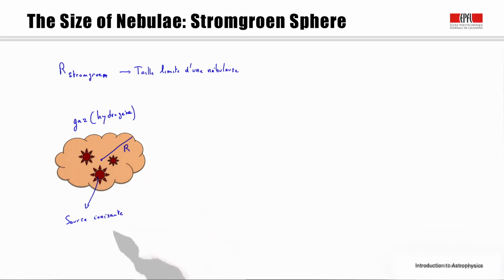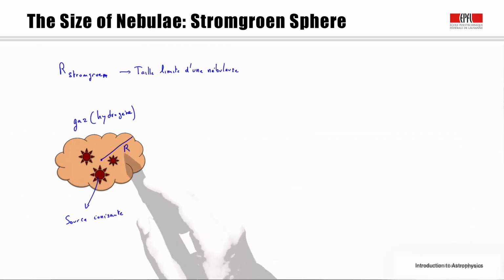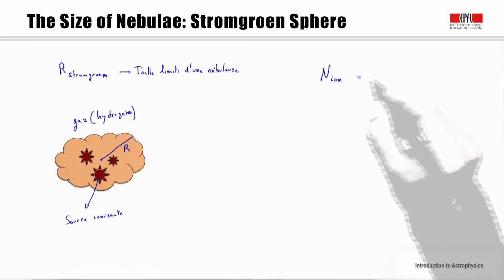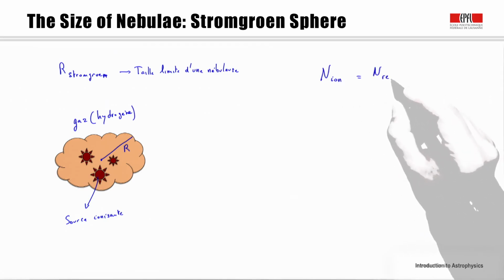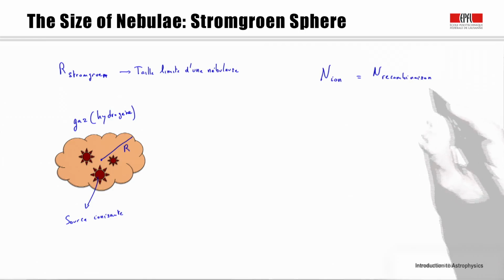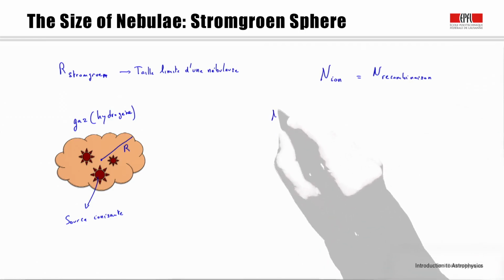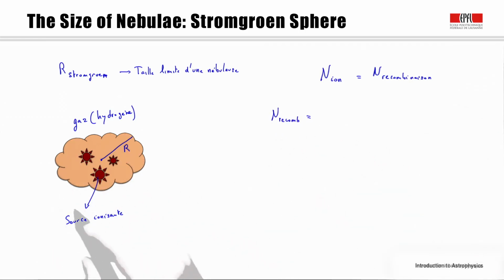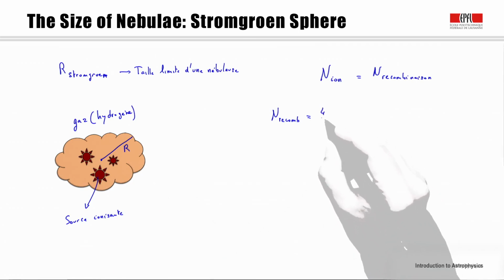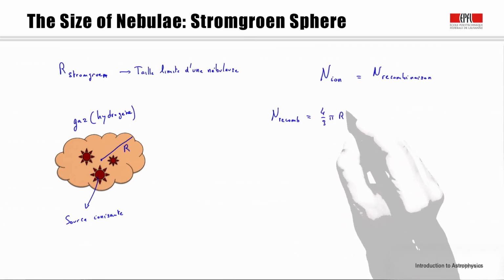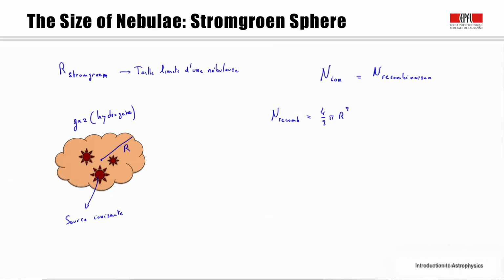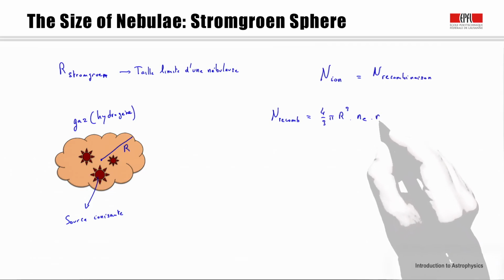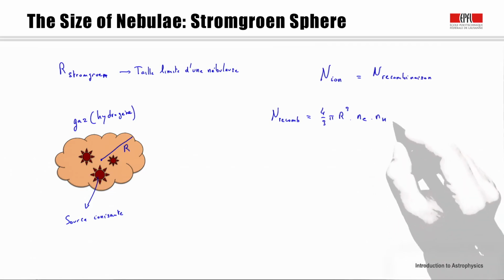There are ionizing protons coming from the source, from the center of the nebula. Then there are electrons that recombine with the protons that were ionized by the radiation field. The flux of ionizing photons is equal to the recombination ratio of the proton-electron pairs. The number of recombinations is equal to the volume of the nebula, 4 divided by 3 pi r³, times the number of available proton-electron pairs. That is, Ne for electrons and Nh for protons.